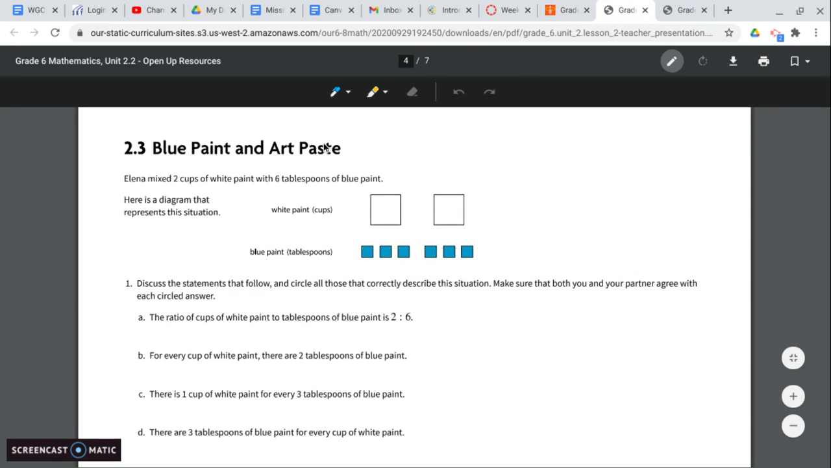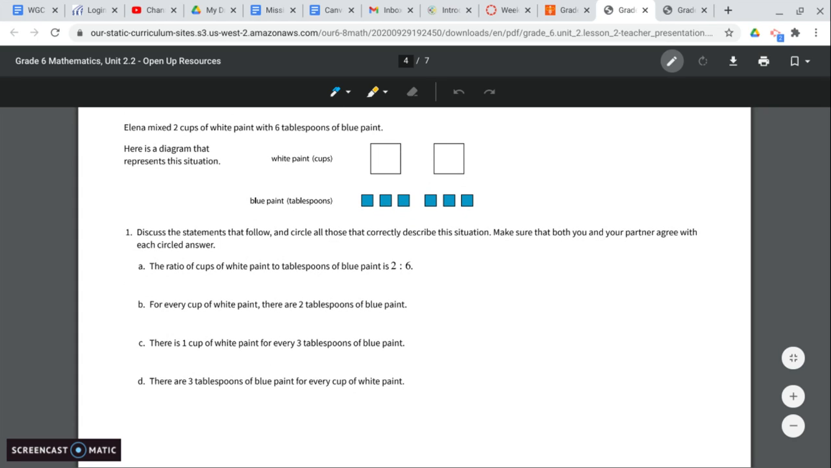So blue paint and art paste. Elena mixed 2 cups of white paint with 6 tablespoons of blue paint. Here's a diagram that represents this situation. So we've got 2 white paint for 6 blue paint. So we've got 6 blue squares, 2 white squares to represent this ratio. Discuss the statements that follow and circle all those that correctly describe this situation. Make sure that both you and your partner agree with each circled answer.